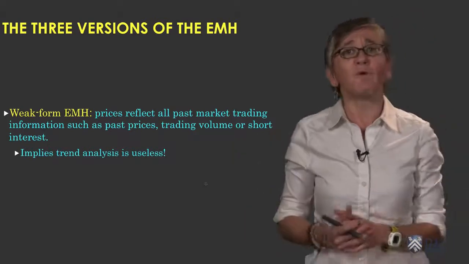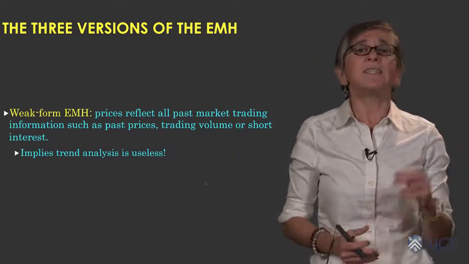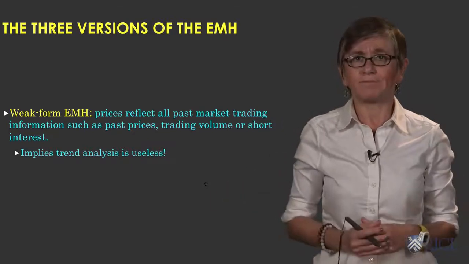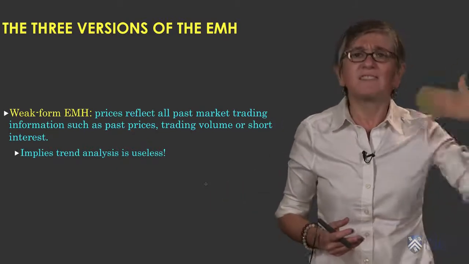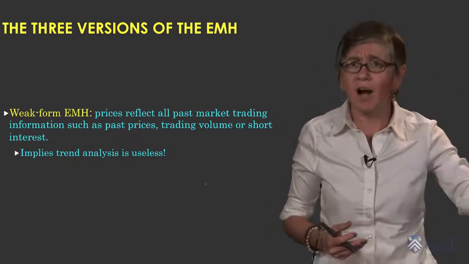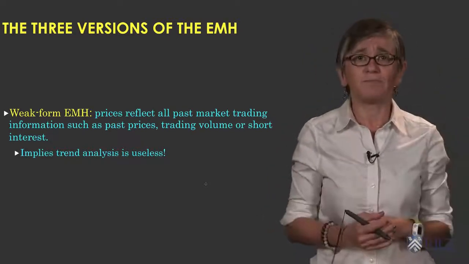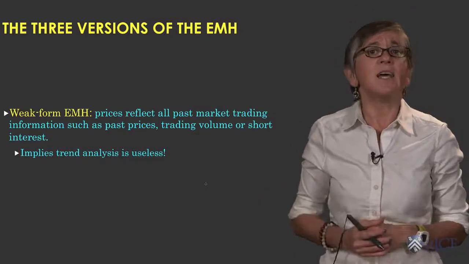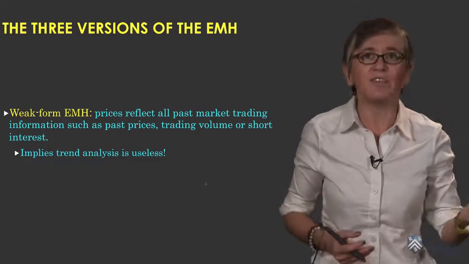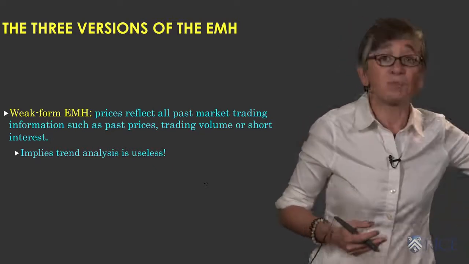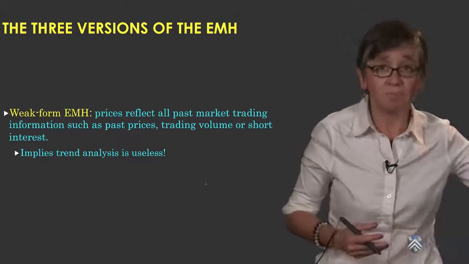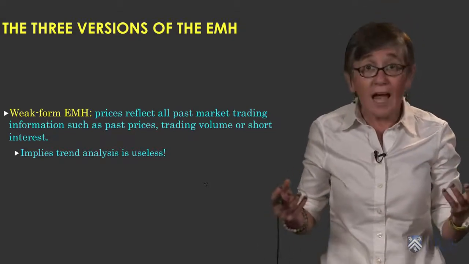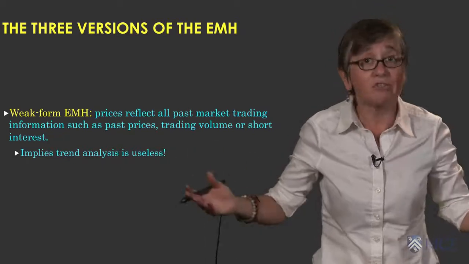Well, the weak form of the efficient market hypothesis states that prices reflect all market data. Now, what is market data? Well, it's things like past prices, trading volume, or short interest, right? So basically, this version of the hypothesis implies that you can't predict future prices by looking at past prices or past volume, right? So what does this mean? Well, this means, for example, that trend analysis is completely useless, right?